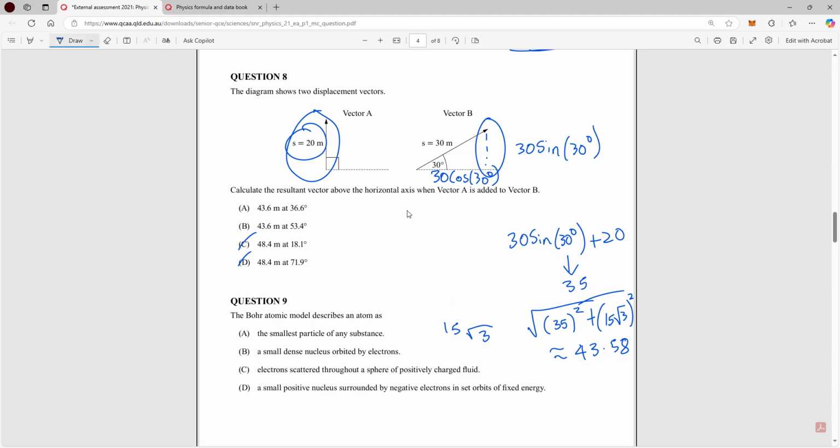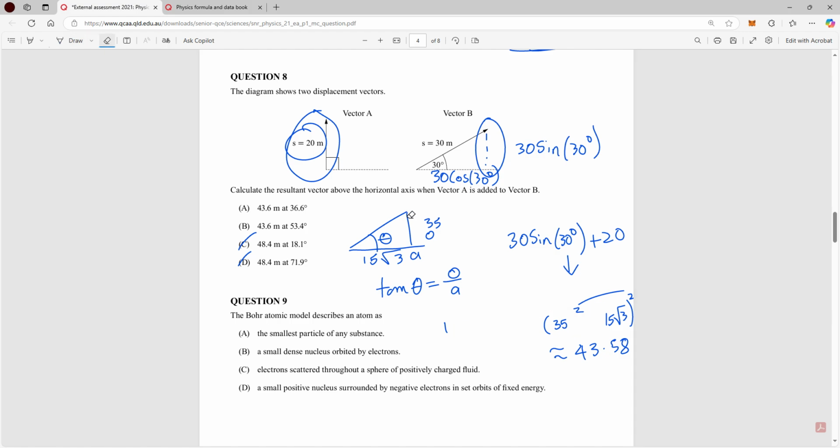So at the moment we have this. That's 35. That's 15 root 3. That's theta. Now we have the opposite and the adjacent, so you want to use tan theta, because tan theta is equal to opposite on adjacent. Okay. All right, let's get rid of this stuff now. If you need that working, you just rewind the video.